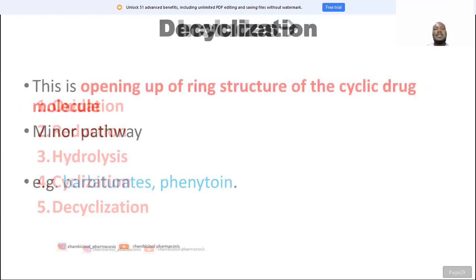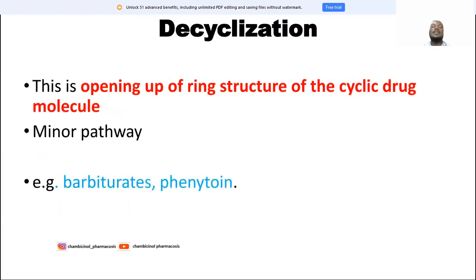Apart from that, we have decyclization, which is the opposite of cyclization. Here, decyclization involves opening of the ring form of the drug. So those drugs that were in cyclic form as the parent drug, once they undergo metabolism, will form a linear chain. But this is a very minor pathway in the process of metabolism. Here we include drugs like barbiturates and phenytoin, which are in cyclic form. After metabolism, they form a metabolite that is a linear chain.